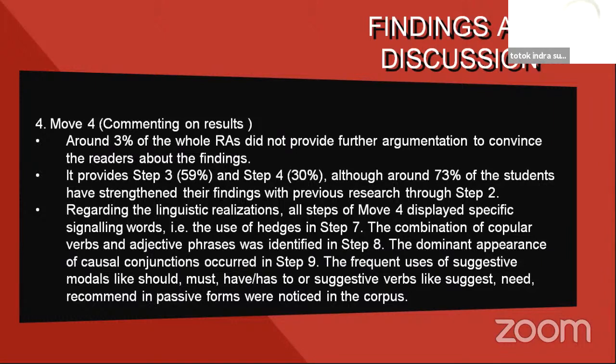specific signaling words, something like the use of hedging in step 2 and step 7, and then the combination of copular verb and adjective phrase, and then the dominant appearance of causal conjunction, and then the frequent use of suggestive modals like should, must, have, need, and so on. So this is the linguistic realization that is done to create the move.